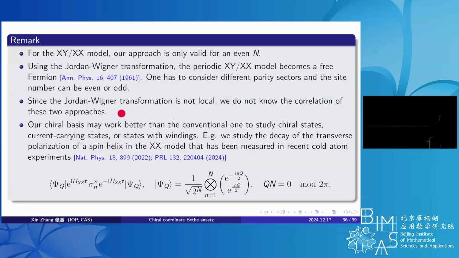But now there's an open question. What's the difference between this Jordan-Wigner technique and our approach? This Jordan-Wigner transformation is not local. So I don't know the answer at this stage.